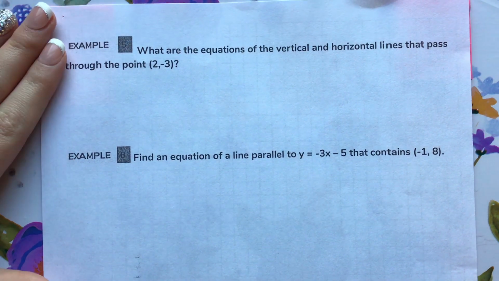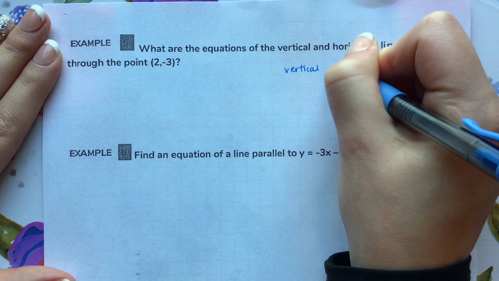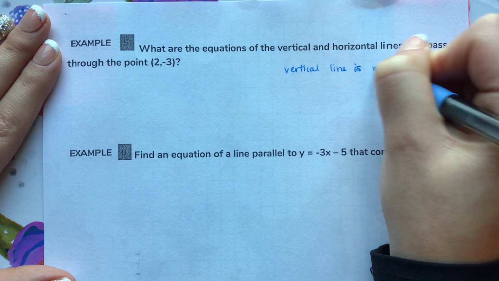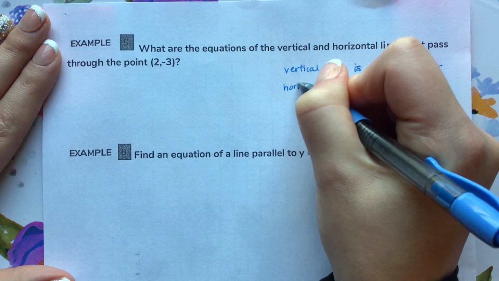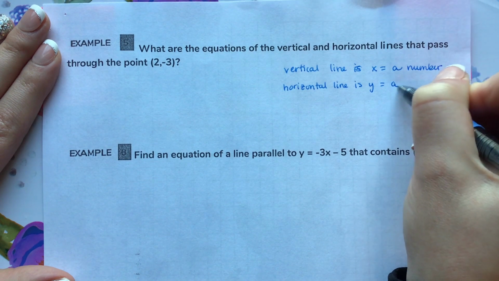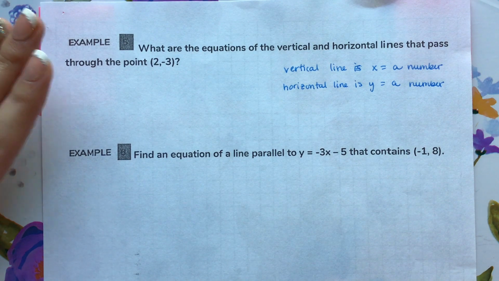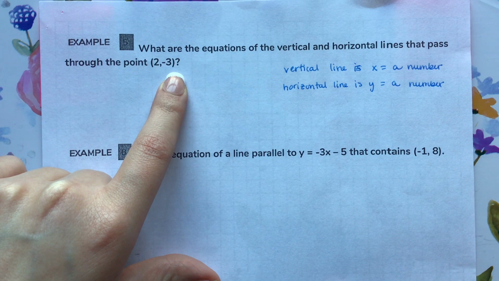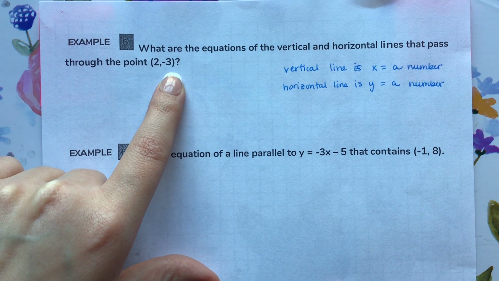All right, I'm just going to remind you from yesterday. A vertical line is x equals a number. A horizontal line is y equals a number. Now, if we want these lines to go specifically through the point (2, -3), it's going to be as simple as this. I'm going to say x equals 2 and y equals -3.